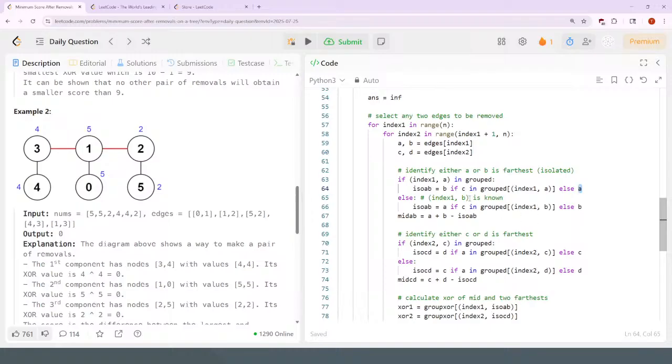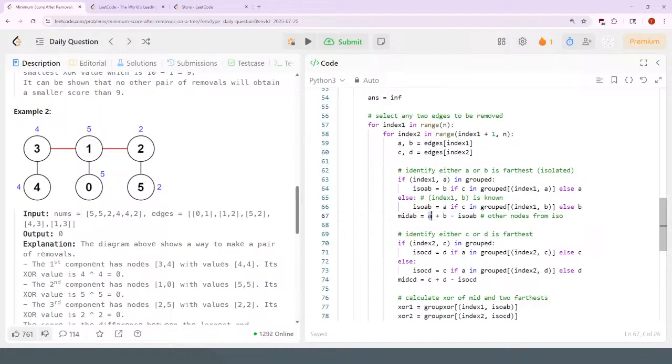And then vice versa, if I know information about index 1 with B, then if C is closer to B, then A is isolated. Otherwise, B is isolated. And then the mid is going to be the node that's in the middle. And the node that's in the middle is just the other node from ISO.